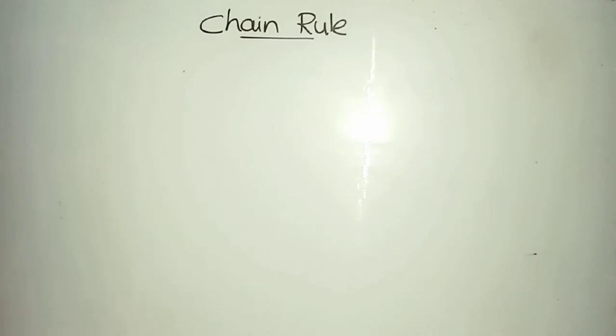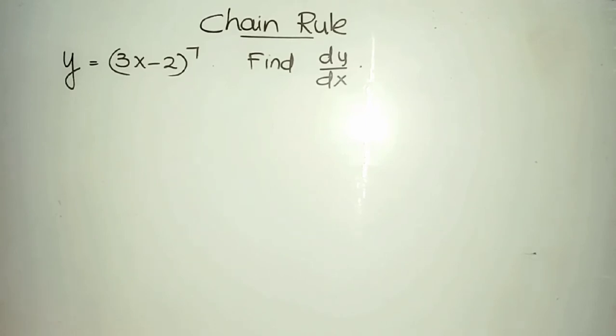Good morning. Today we discuss the chain rule. There is a question on the board. y is equal to (3x minus 2) the whole raised to 7. Find dy by dx. If you get a question like this, how are you going to answer?